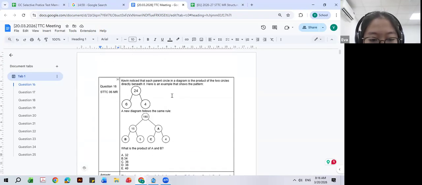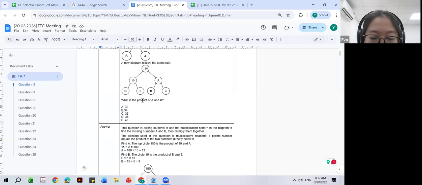Question 16. Kevin noted that each parent circle in a diagram is the product of the two circles directly under it. And we have an example here. We are asked to find the product of A and B.